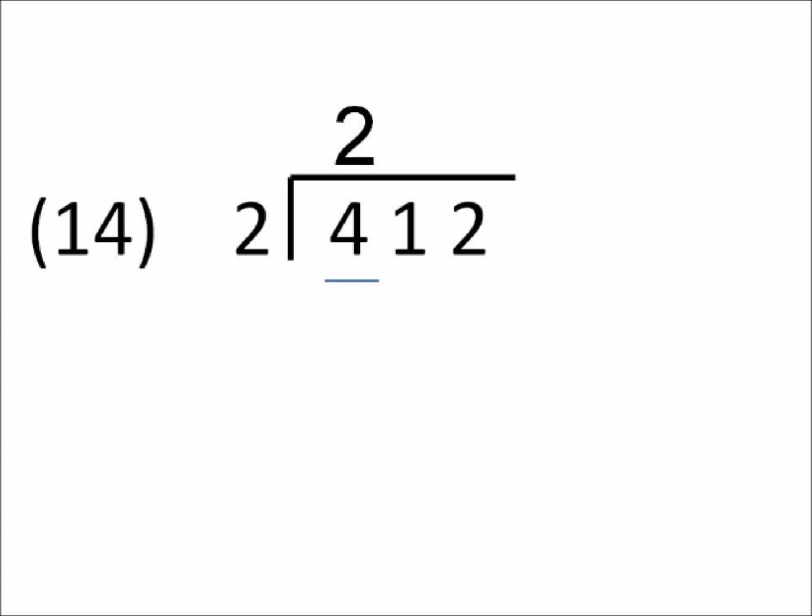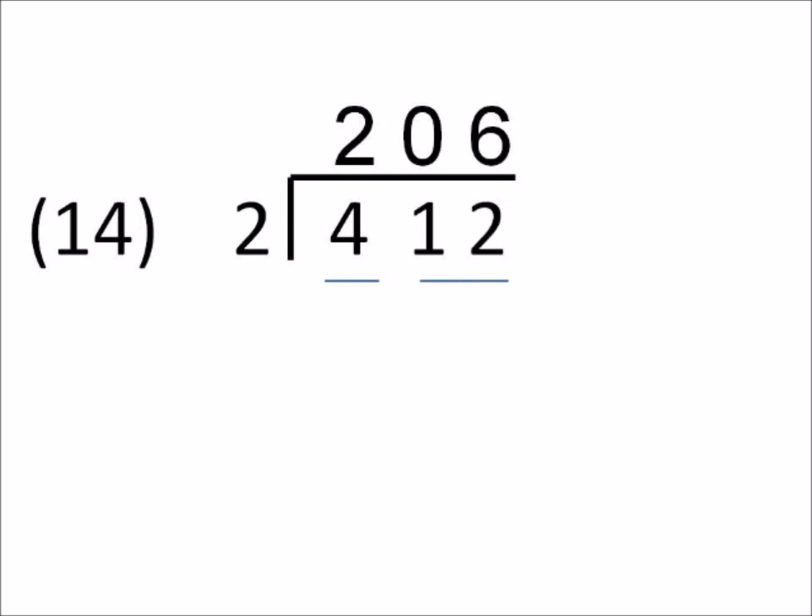I underline the 4 to show you dividing it into that number. 2 into 4 goes 2 times, because 2 times 2 is 4. Next, you say 2 into 1. I underline the 1. 2 into 1, how many times can 2 go into 1? 1 is smaller than 2, so it goes 0 times. Then you underline the 1 with the 2 to make it 12.